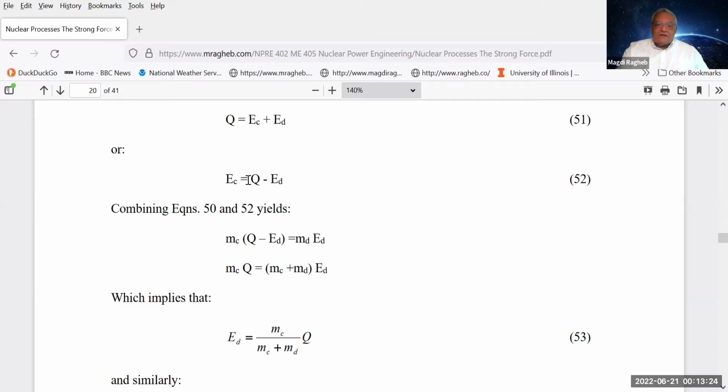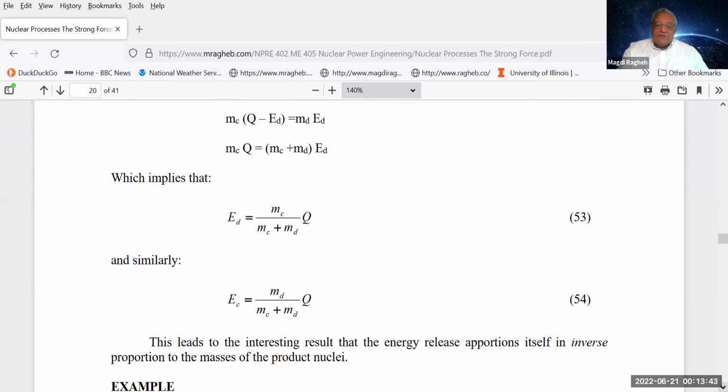And just substitute for E sub C as Q minus E sub D, expand it, M sub C times Q here, and M sub C E sub D comes to the other side. And lo and behold, we can calculate the kinetic energy of D as a function of Q and the masses of the particles that have interacted. And you notice that conservation of momentum is very interesting. It goes somehow against our intuition in that the Q value of the reaction is distributing itself in inverse proportion to the masses of the reactants.